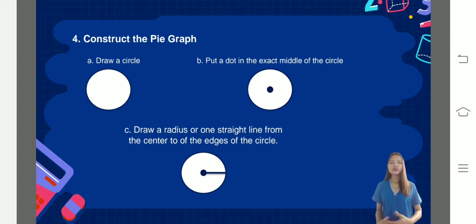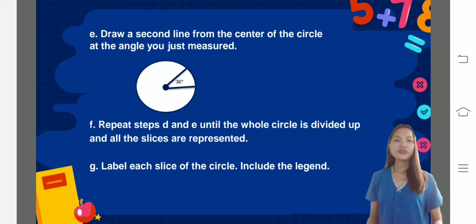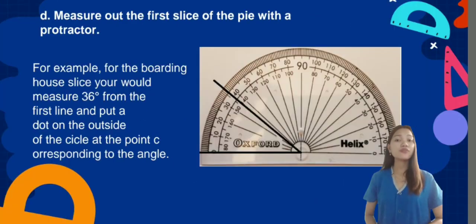Step 4 is construct the pie graph. Letter A, draw a circle. B, put a dot in the exact middle of the circle. C, draw a radius, or one straight line from the center to the edge of the circle. After you construct the circle, let's move on to letter D. Letter D is measure out the first slice of the pie with a protractor.